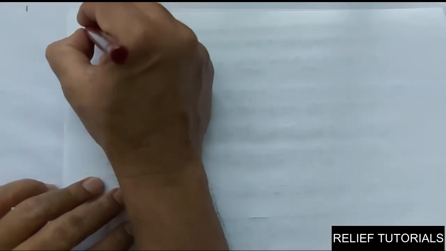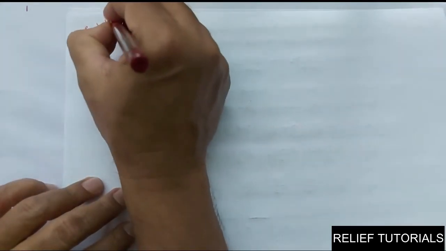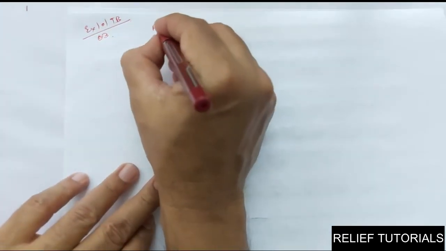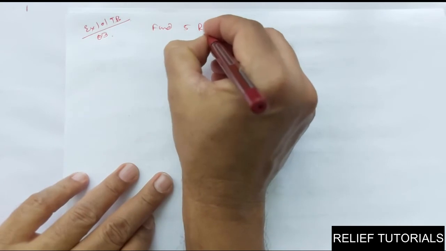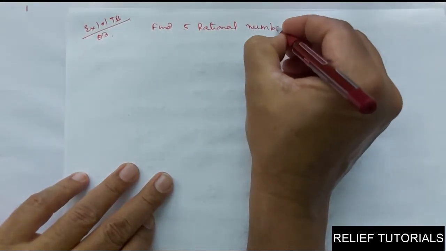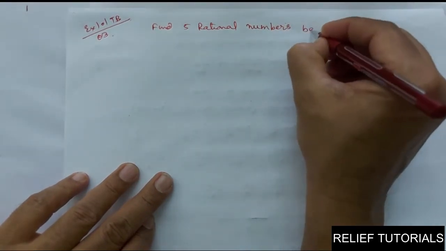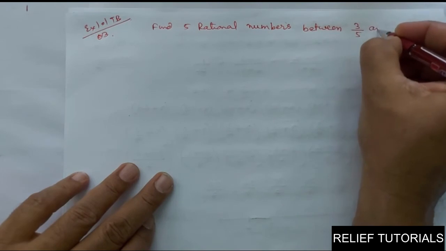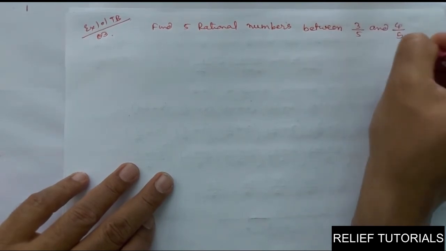Same exercise 1.1 textbook. Question number 3. Find 5 rational numbers between 3 by 5 and 4 by 5.